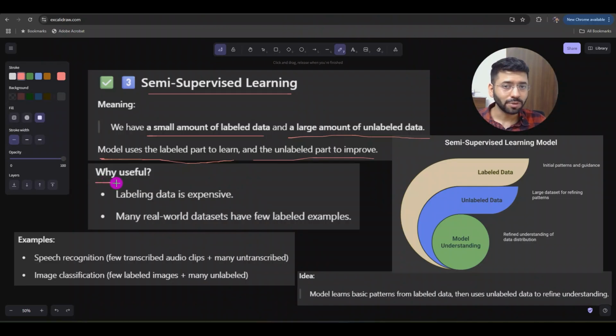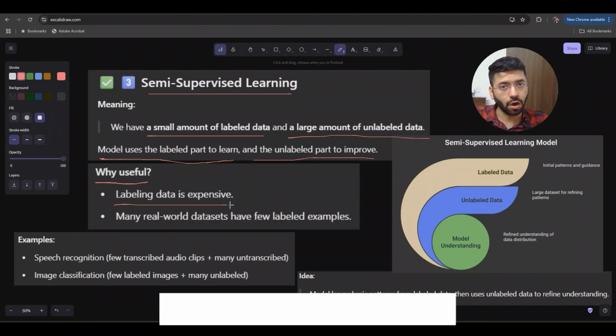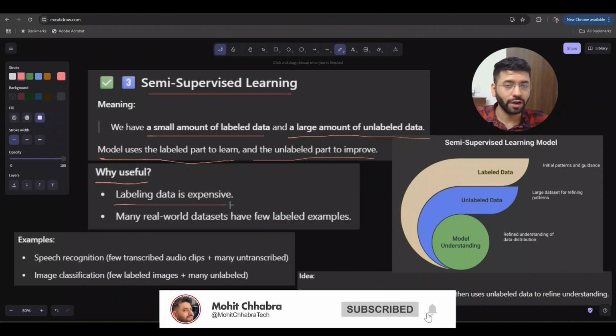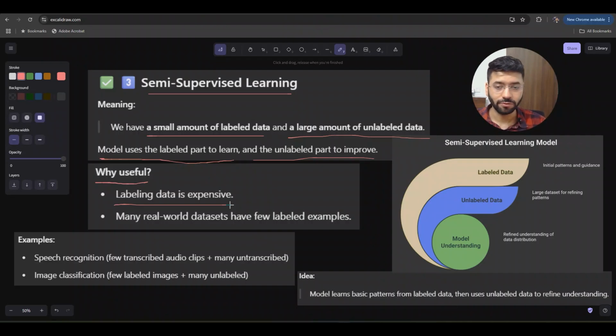Why is this model of semi-supervised learning useful? Because labeling data is expensive. It's kind of you are providing a teaching that this is the input, this would be the output. You are teaching the model, right? And that would be expensive. And apart from that, if you talk about real world scenarios, the real world data sets would have very few labeled examples, and after that the model itself needs to do the grouping of data.